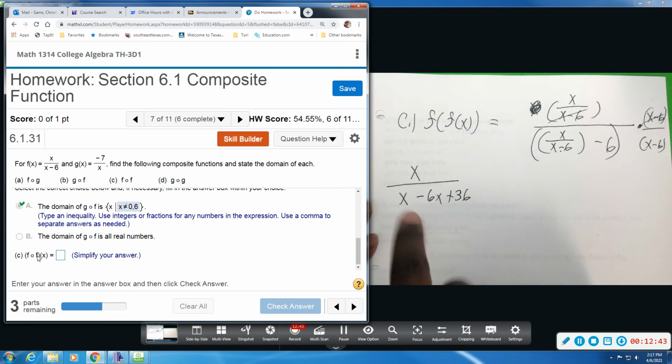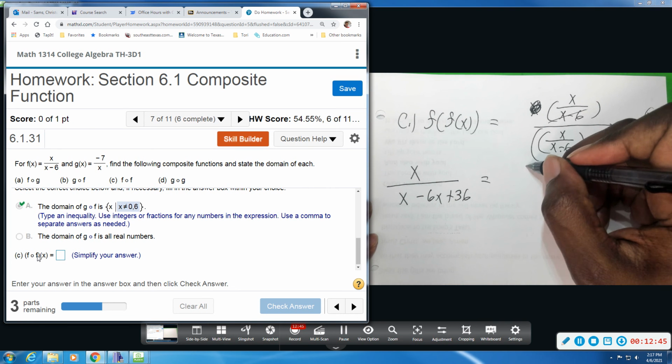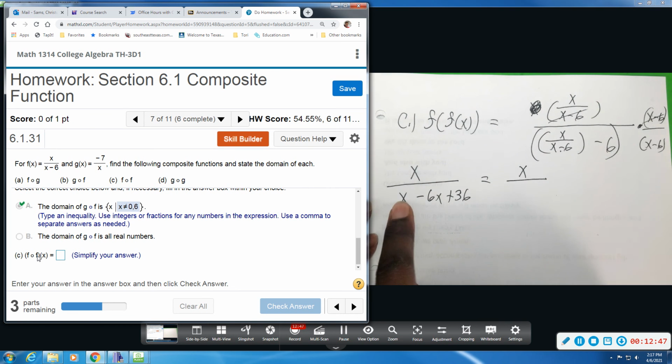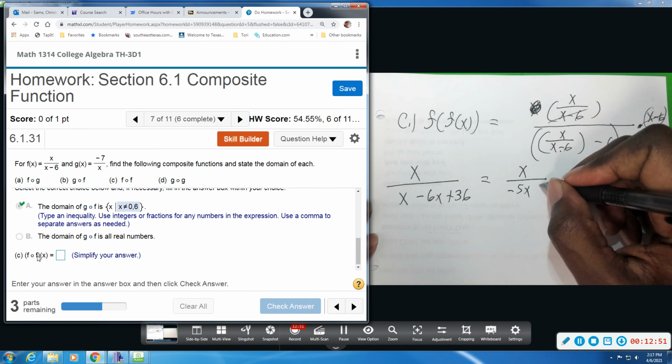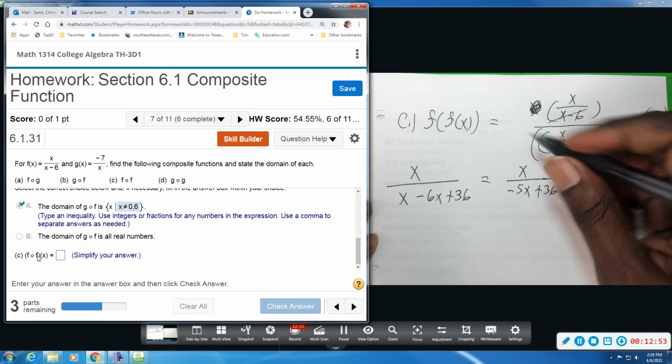And we're going to simplify the bottom. So we have x on top. X minus 6x is a negative 5x plus 36. So here's our expression.